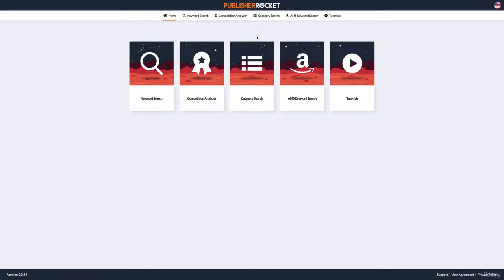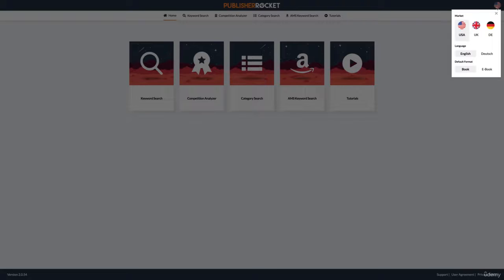First of all, we need to pick a market in which we want to publish. In order to do so, we go to the top right corner, and right here you can see the American flag, and over to the right it says UK, and then of course we've got DE for Germany. So I can say, for instance, I want to publish my book in the US market, so I'm going to click right here on USA. Afterwards I can pick the language. In my case, there are two options, English and German. Deutsch basically means German, and I'm going to click right here on English.